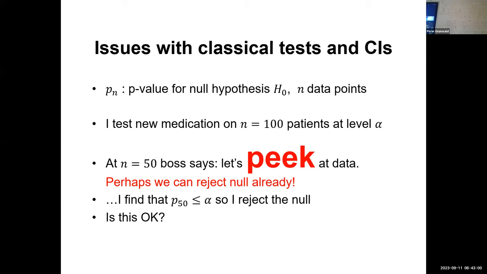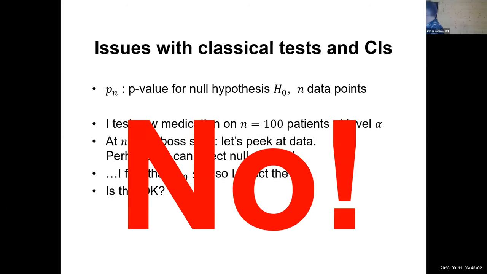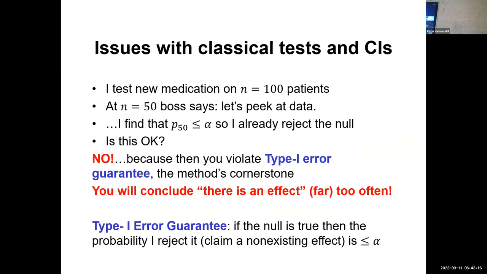I see several people saying no, and they're right. This is absolutely wrong, and you might consider it p-hacking, although in anonymous questionnaires, 55% of scientists said that they actually have done something like this in the past. But it's wrong. Why is it wrong?